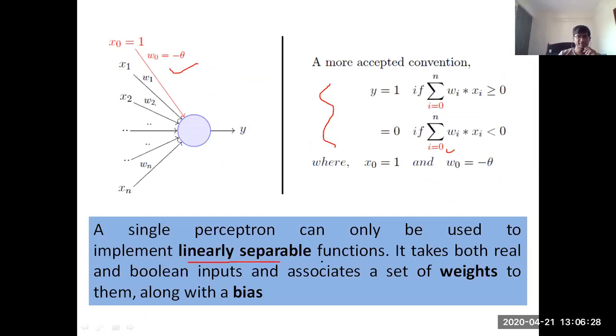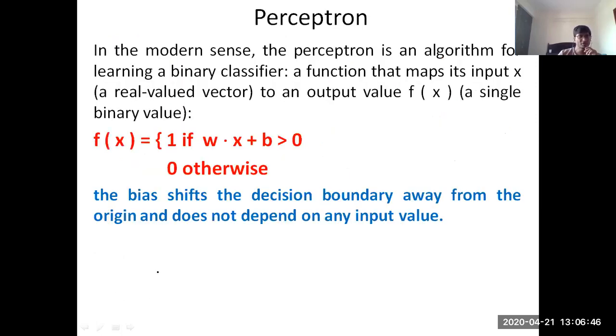Linearly separable, as I've told, means we can separate the inputs given to us in a 2D plane by drawing a linear line. Right? So it takes both real as well as Boolean inputs and associates a set of weights along with them, a bias value also. So this is how the activation function can be represented in a simple manner, which includes the bias value also, and these are your weights, and this is your input, right?